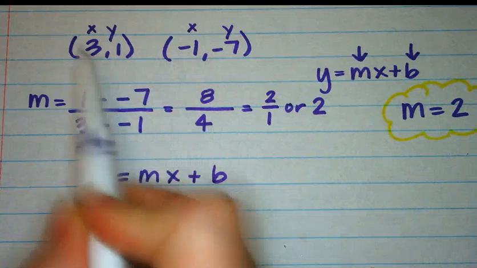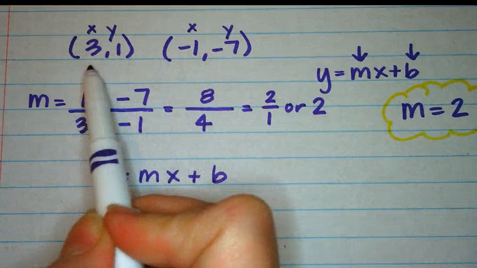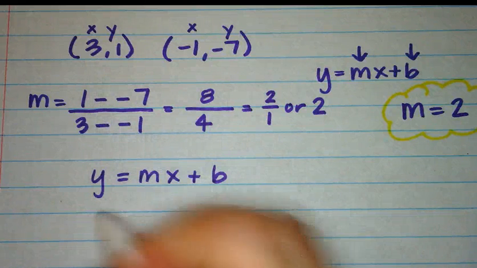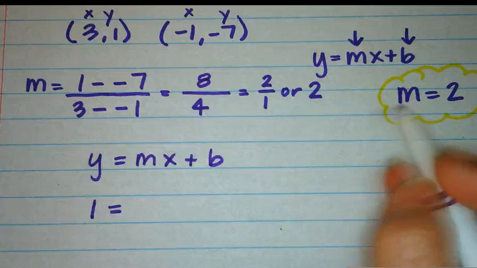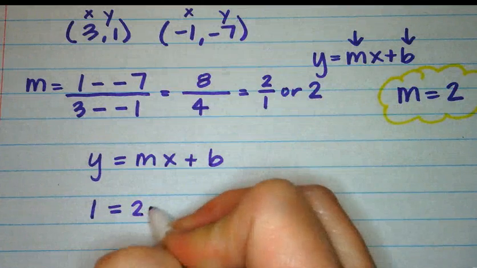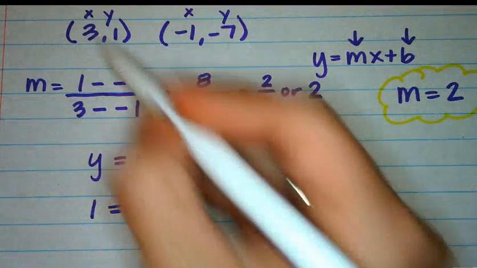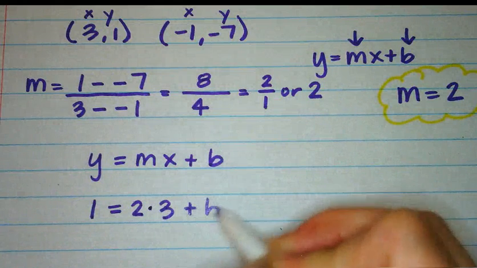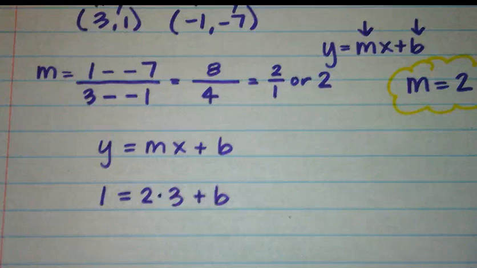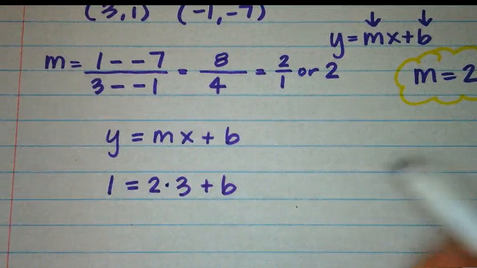Out of these 2 points, I like this one better. The numbers are positive. So the 1 is going to go in the y spot. The m is 2. The x is 3. And we're trying to figure out the b. So now step 3 said to solve for b.